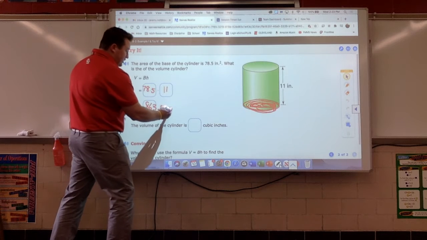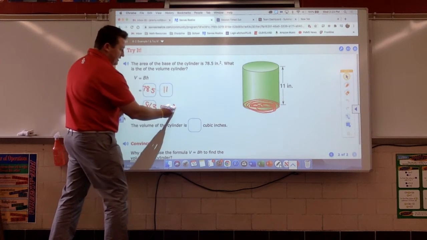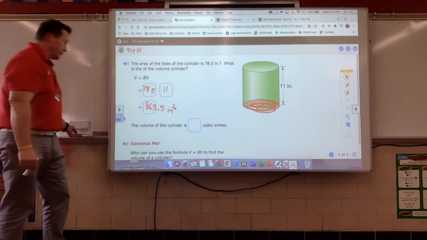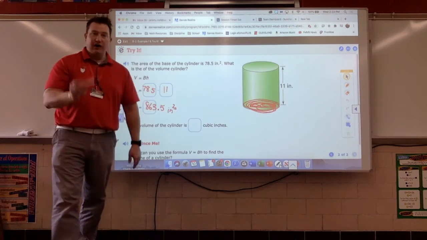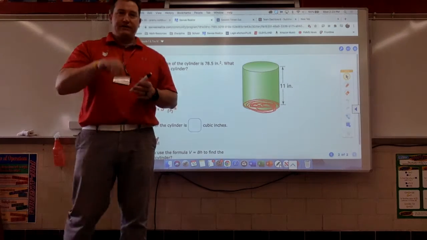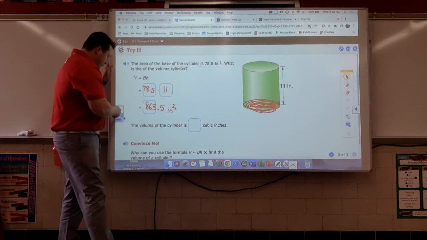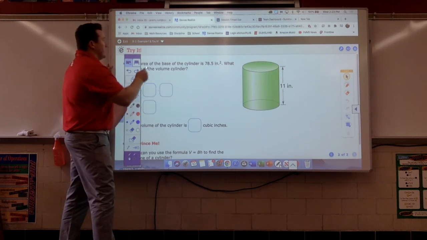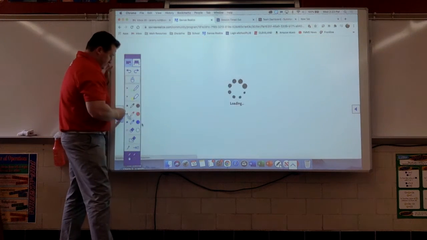863.5. Again, we are in cubic inches. That's got to be a 3. It's a good looking 3. There you go. Volume. Guys, volume is always to the power of 3. Good deal? Awesome. Example 1 in the books.